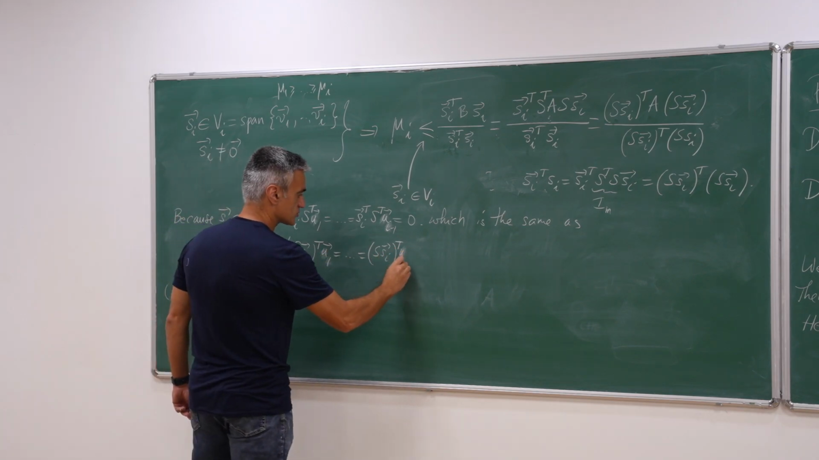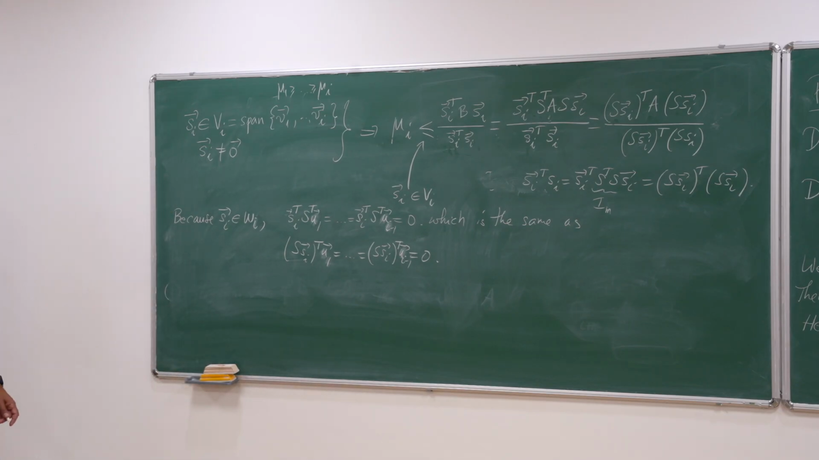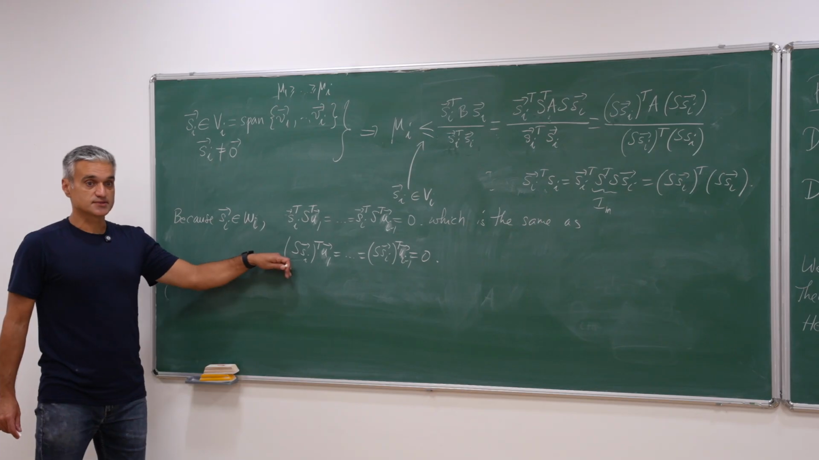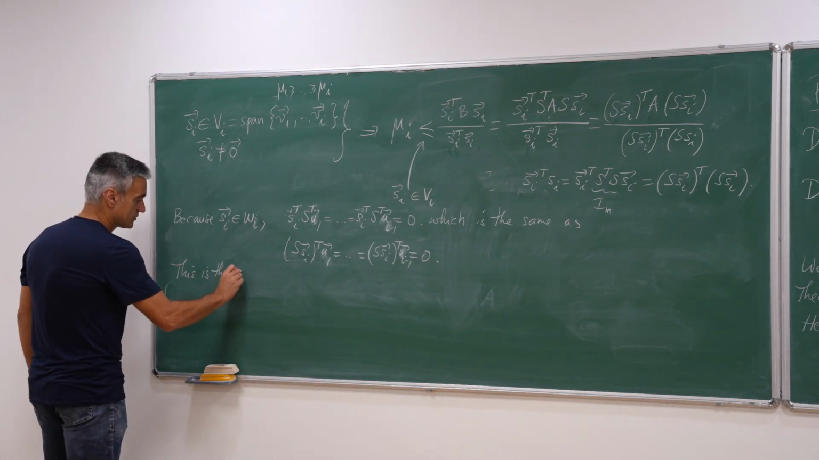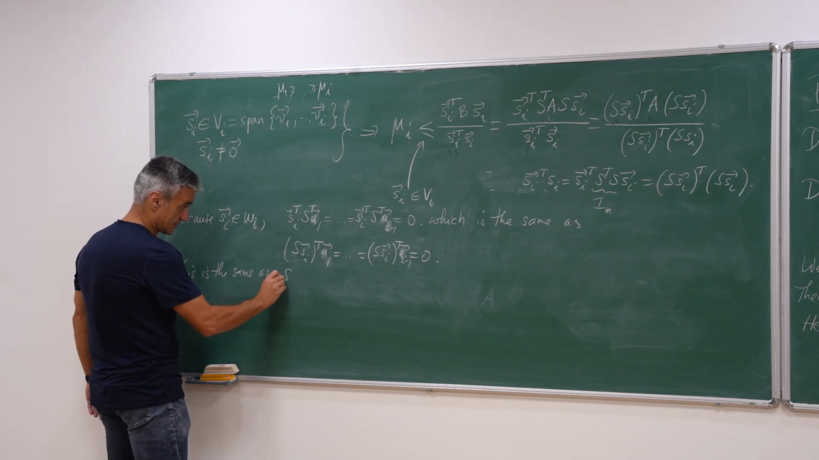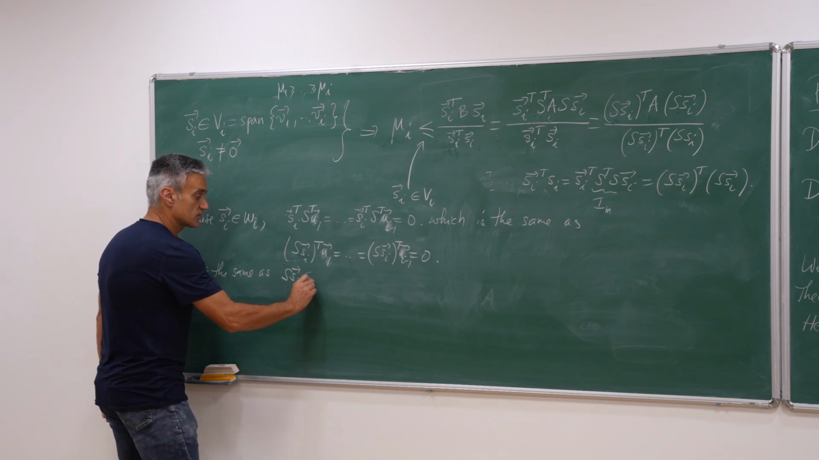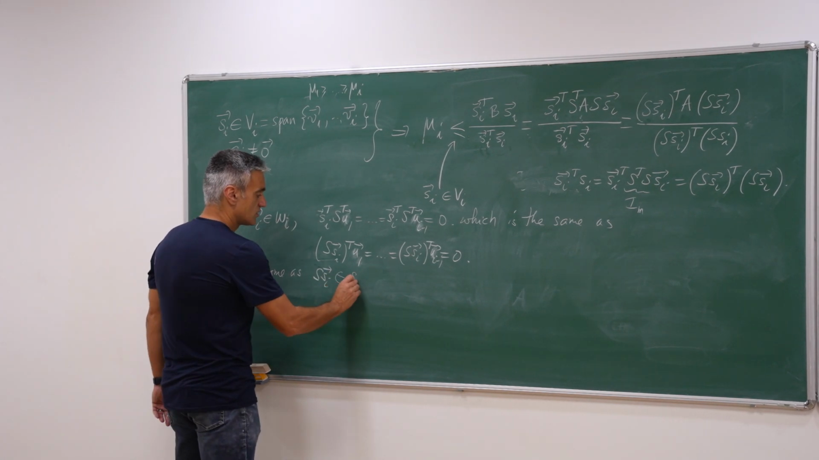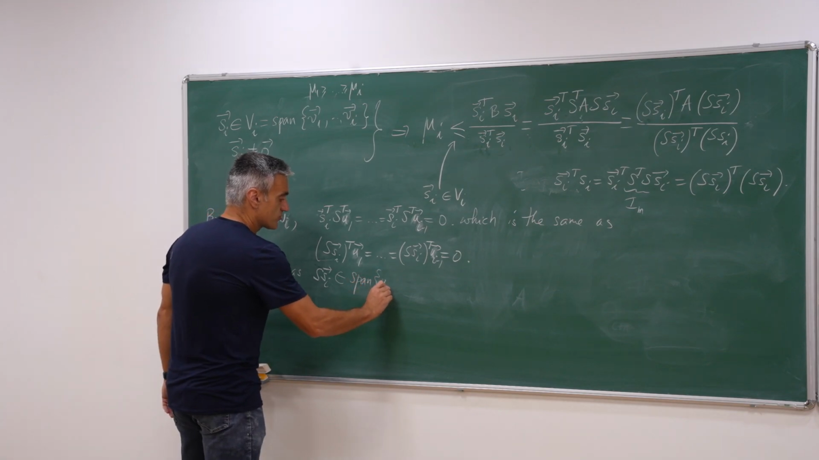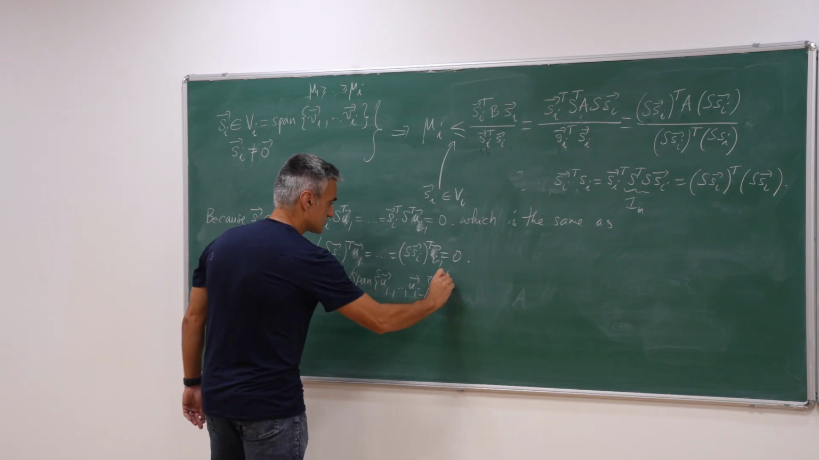U1, ..., U_{i-1}. So what does this mean? This is the same as saying this vector S_i belongs to what? You can say it two ways. It belongs to the orthogonal complement of U1, ..., U_{i-1}, like this.